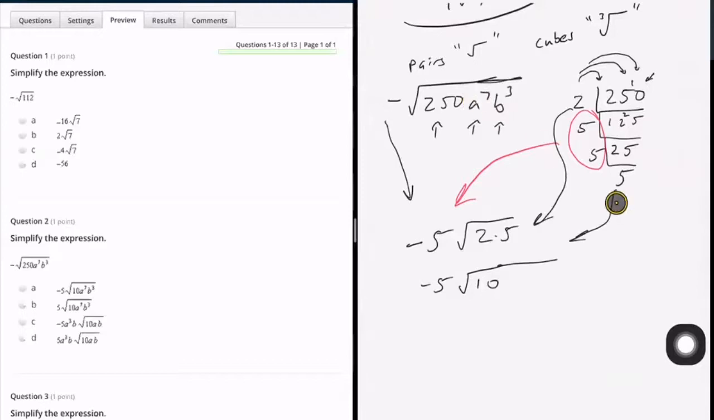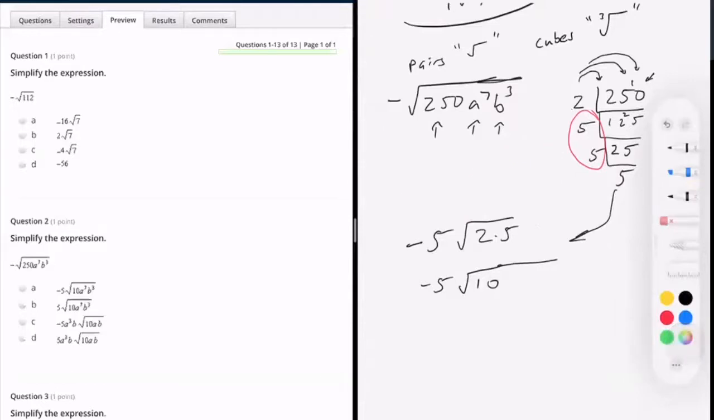Well, if I write those out, let me erase some of these lines. Or a to the 7th, let's go. A to the 7th is really 1, 2, 3, 4, 5, 6, 7. So we're looking for pairs. That's a pair, that's a pair, that's a pair, and we have 1 left over.